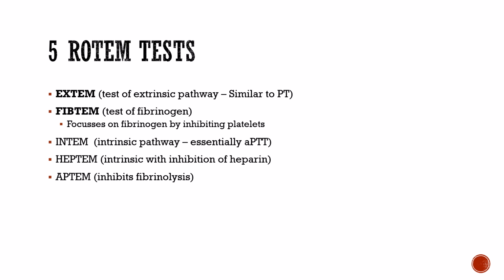In terms of what each of the tests do, we're just going to go through them. So EXTEM tests the extrinsic pathway. It's very similar to your PT. FIBTEM is a test of your fibrinogen. So it's exactly the same as the EXTEM, but it inhibits the platelet activity. So all you're seeing is how good your fibrinogen is. Hopefully all of this is going to become clearer as we talk through it.